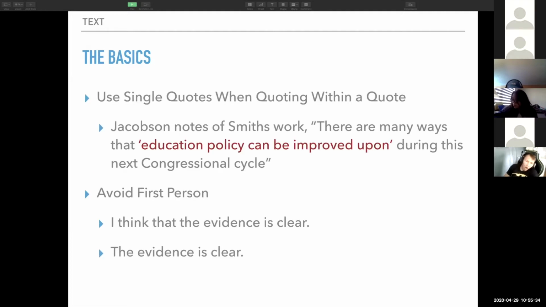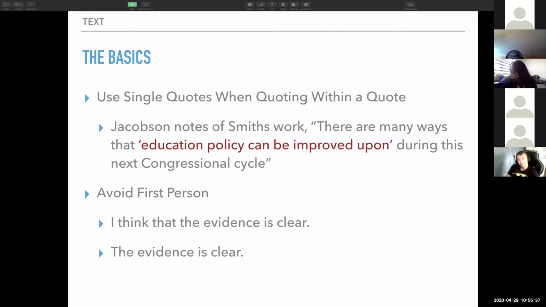You want to use single quotes when you're quoting within a quote. And then you also want to list attribution of who you're talking about. So Jacobson notes of Smith's work. Jacobson's the actual article you're reading, and Smith is the person that he's mentioning. So there are many ways that education policy can be improved upon during this next congressional cycle. And you'll notice that there's single quotes within the quote that are signifying what's Jacobson's quote and what part of that is Smith's quote. So you want to make sure that you're not using double quotes within the quote, because then the syntax gets all screwy.